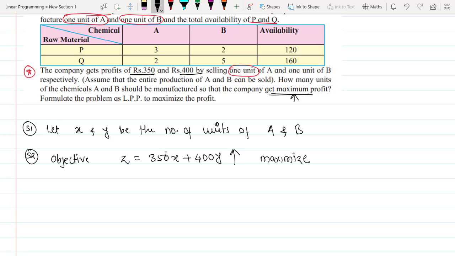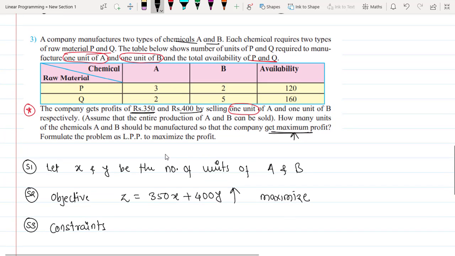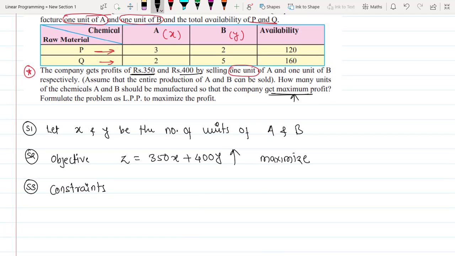This is my objective. Step number 3 is: you get the constraints. So how will you get the constraints? From the given table. Okay, so you have said that X and Y are the number of units of A and B. So let's write X here and Y here. And you will go like this now. P variable के constraints क्या है? For P, I will have 3x plus 2y, and it is nothing but the maximum availability. So it should be less than or equals to 120.